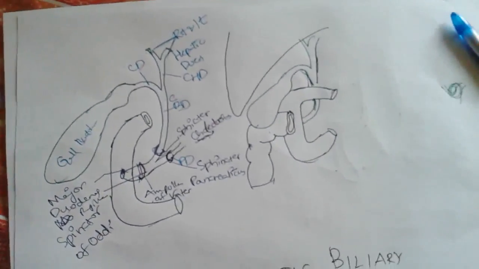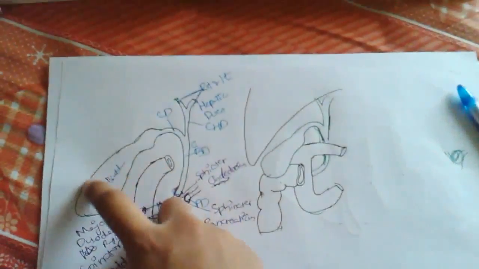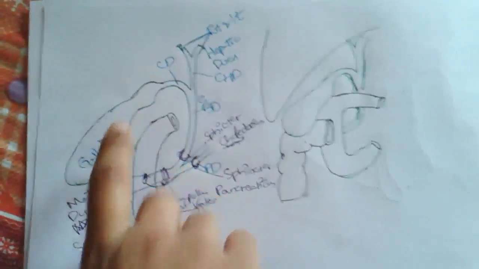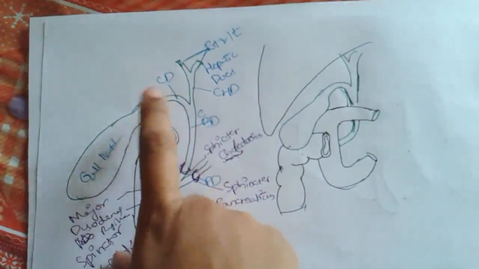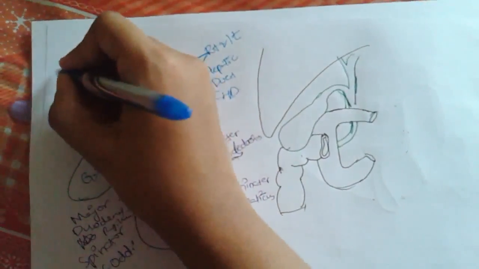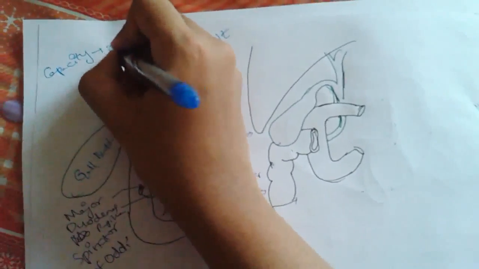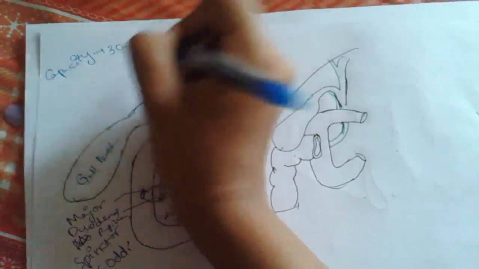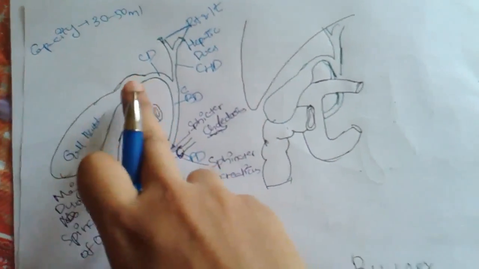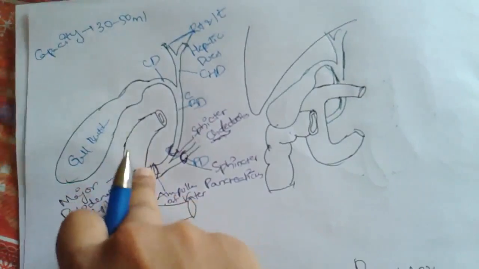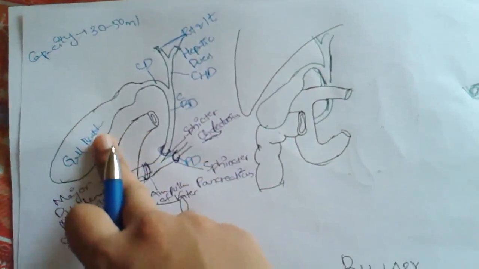Now in the extrahepatic biliary apparatus, first let us learn about the gallbladder. This is the gallbladder. You can see the gallbladder is a pear-shaped organ. The capacity of the gallbladder is 30 to 50 milliliters. It concentrates the bile and then discharges the bile to the duodenum whenever we eat fatty food. Where is the gallbladder located?